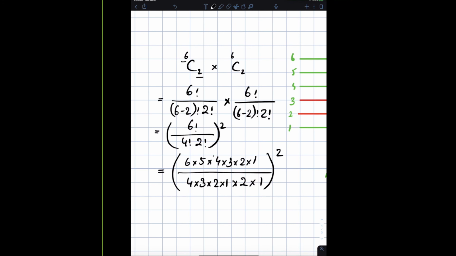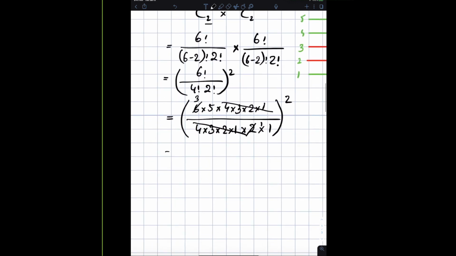I have to square this. You'll see that this 4 times 3 times 2 times 1 will cancel with this. I can also simplify right here. So the answer is just 15 squared, which is 225. So in other words, in a 5 by 5 grid, there are exactly 225 rectangles.